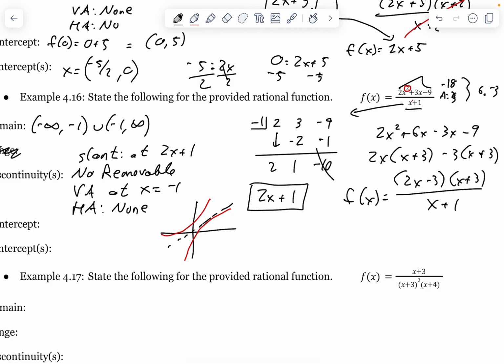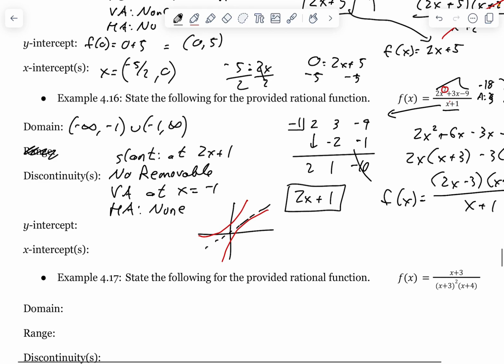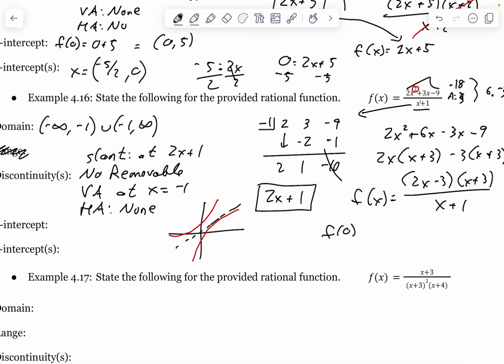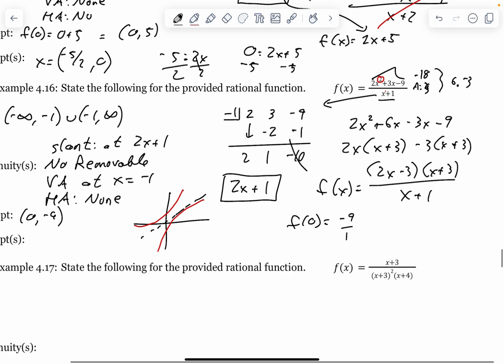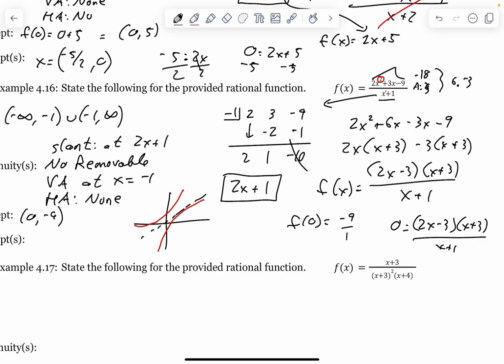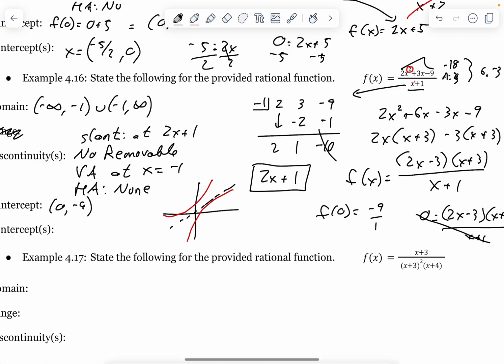Okay, and now we'll check our x and y intercepts. Again, for the y-intercept, I'm going to plug in 0. And I'm going to get a negative 9 over 1. So I get a negative 9, nice number. If I set it equal to 0, I'm going to get 2x minus 3, x plus 3 over x plus 1. They cancel. 2x minus 3 and x plus 3 equals 0.